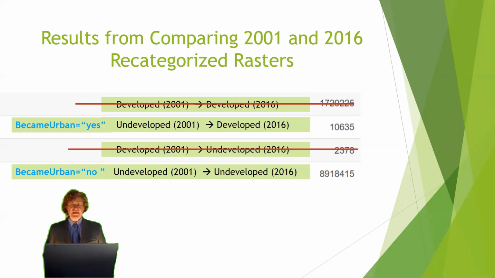And I want to already get your attention to the very unbalanced nature of our data set. We have about 9 million cells that stayed undeveloped, which makes sense if you think about forests and lake areas and everything. Fortunately, not everything got developed. And some cells, 10,000 cells, became urban.